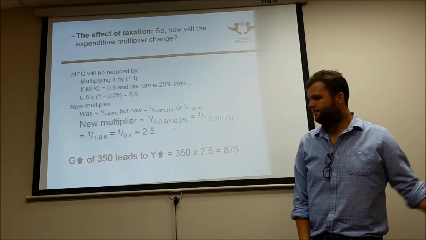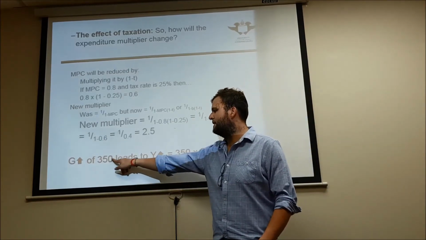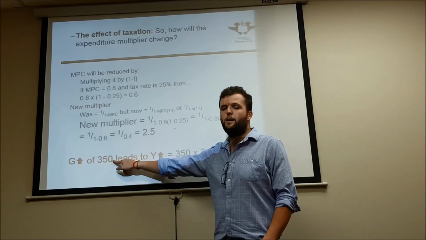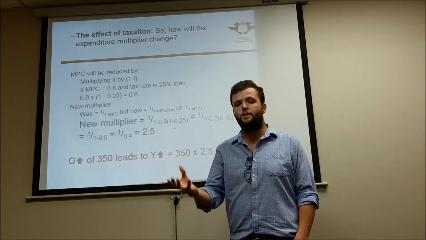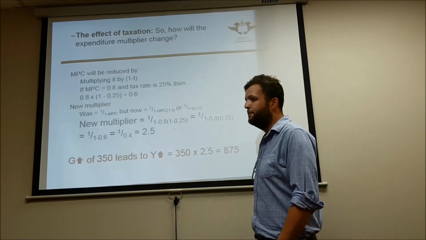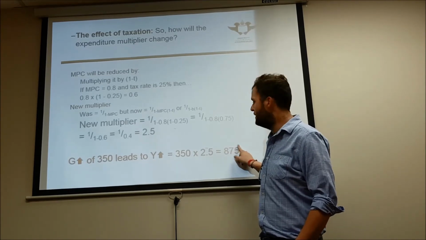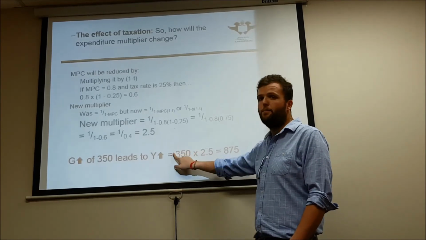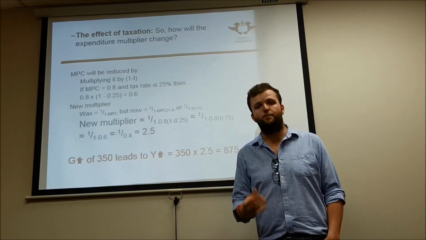Okay, and again, just lastly, government spending increases by 350. What's the amount of income this generates for the economy? So the government spends 350 Rand in the economy. How much income does this generate for the economy? This generates 875 amount of income. Why? Because we take our amount of spending times the multiplier, and it gives us the amount of income generated.